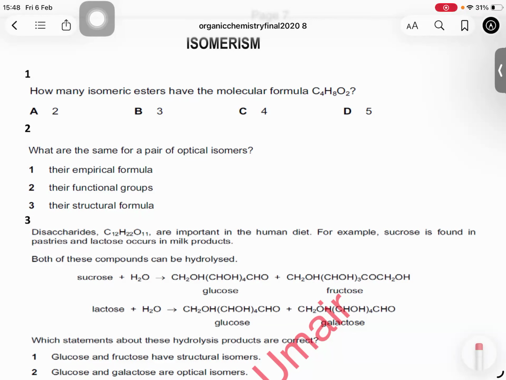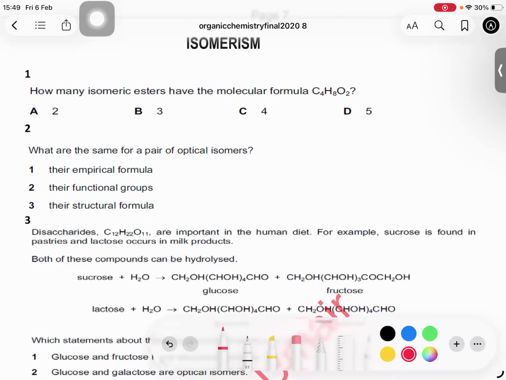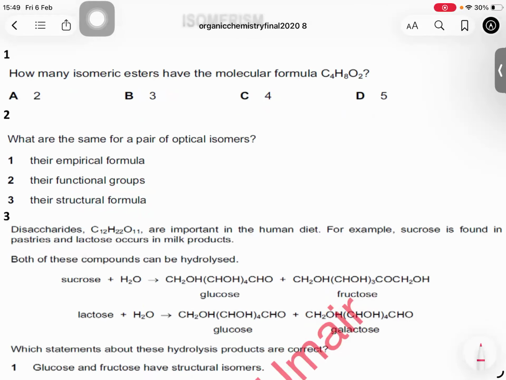Today we are going to discuss the past paper questions from structural isomerism. Okay, so let's start this. Number one, how many isomeric esters have the molecular formula C4H8O2? I think we did it last time. We have to draw the isomeric esters with the formula C4H8O2.